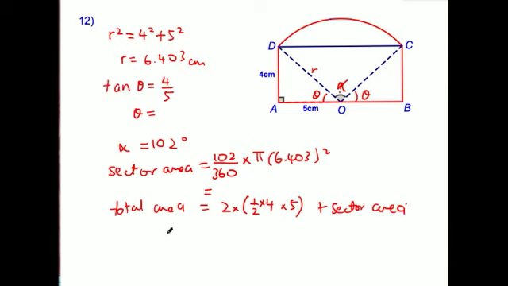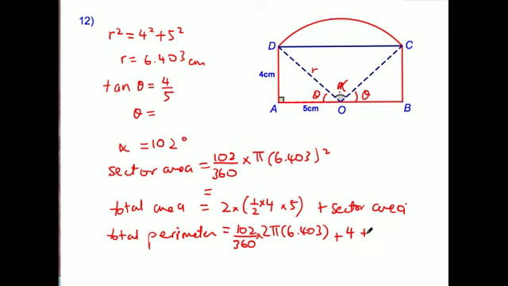And to find the perimeter, we need to find the length of the arc and add it to the three sides here. The total perimeter is the arc length, which is 102 divided by 360, times 2 pi r, plus the remaining lengths, 4 plus 10 plus 4.